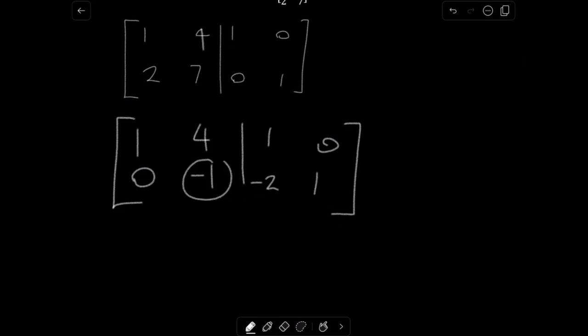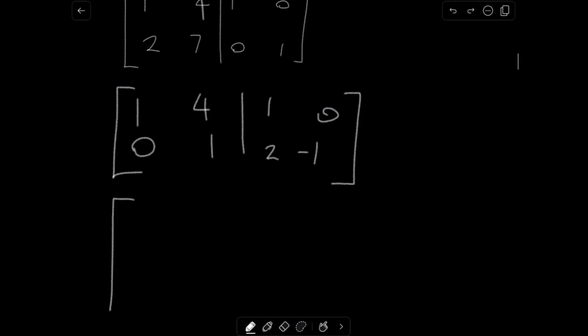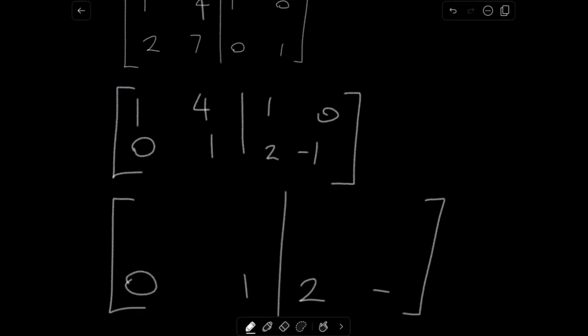Now I want to make this minus 1 positive 1. So I'm just going to multiply this row 2 by negative 1. So there we go. That's how we do it. We multiply it by negative 1. Then to transform this into identity, I just need to make this 4 into a 0. So I'm going to take row 1 minus 4 times this new row 2. So my row 2 is going to remain as is.